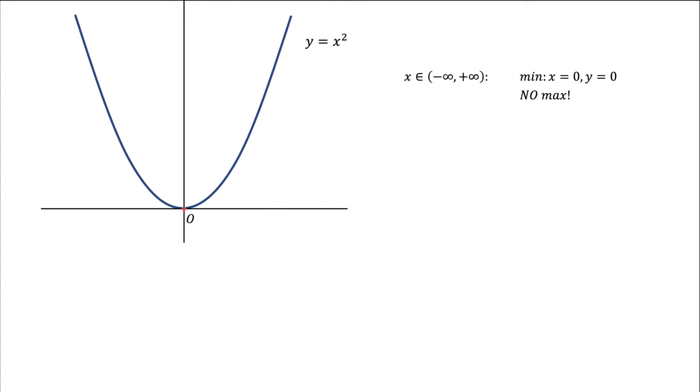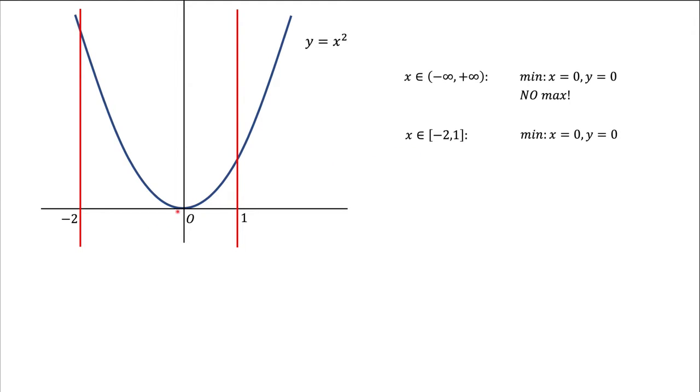The picture is a little bit different if we look at the closed interval from minus 2 to 1, the interval between those vertical red lines. We call it a closed interval because the point minus 2 and point 1, the boundaries of this interval, are included in this interval. So here the minimum is still the same. It's x equals 0. But now we do have a maximum at the point A. That's the point on this interval. It reaches it at the boundary, and that's the point where the function has the highest value on the whole interval.